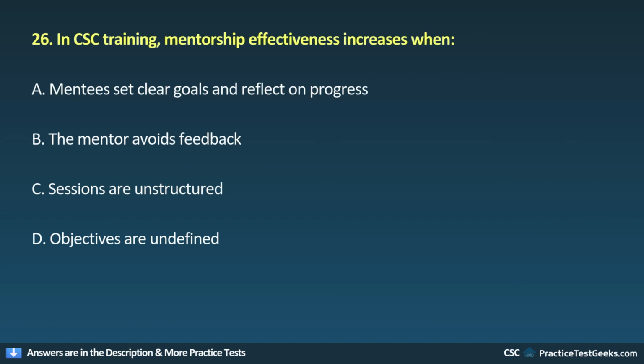26. In CSC training, mentorship effectiveness increases when A. Mentees set clear goals and reflect on progress. B. The mentor avoids feedback. C. Sessions are unstructured. D. Objectives are undefined.